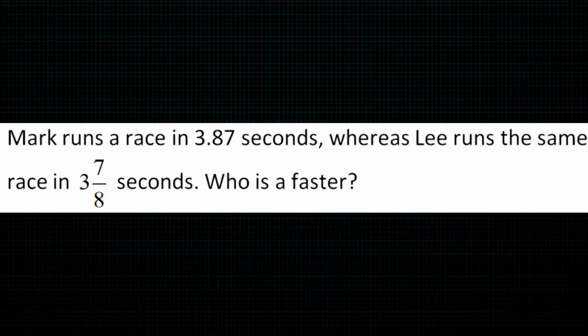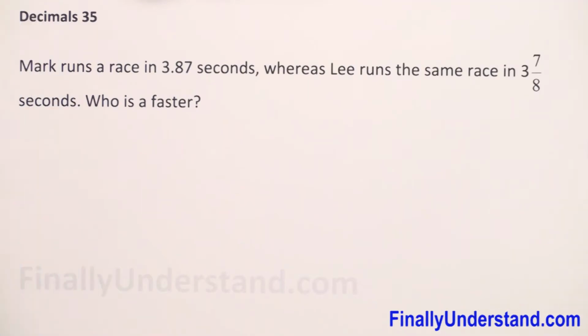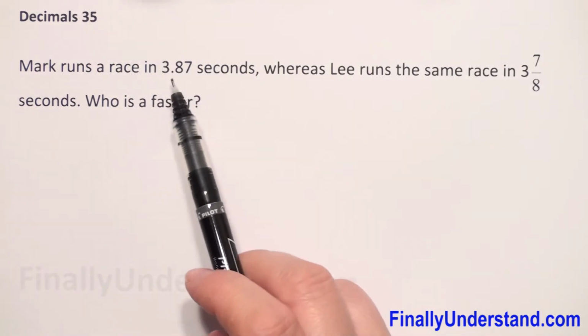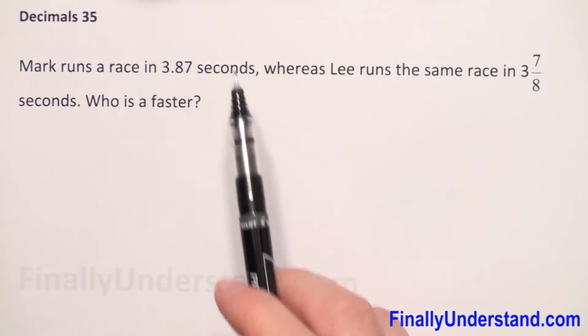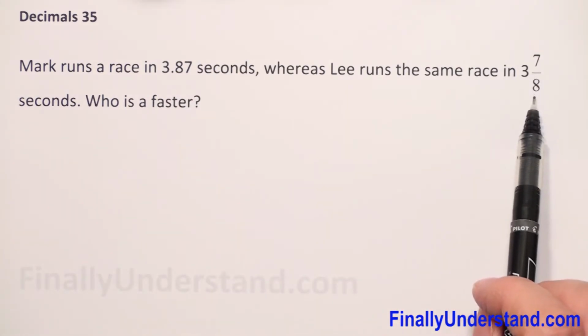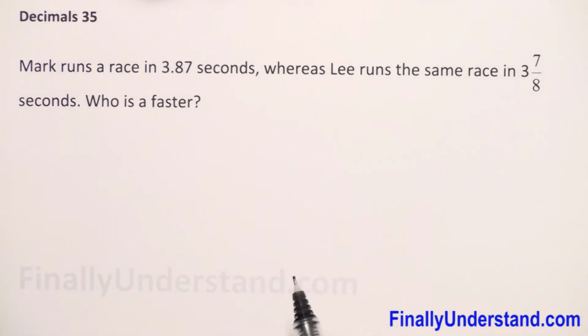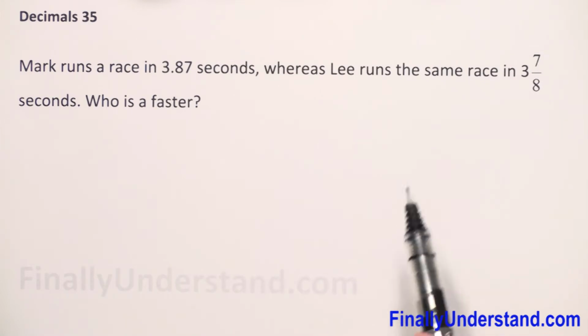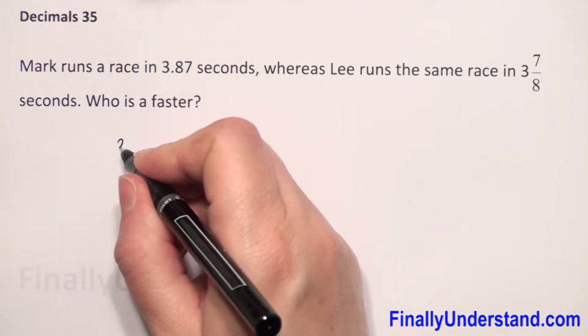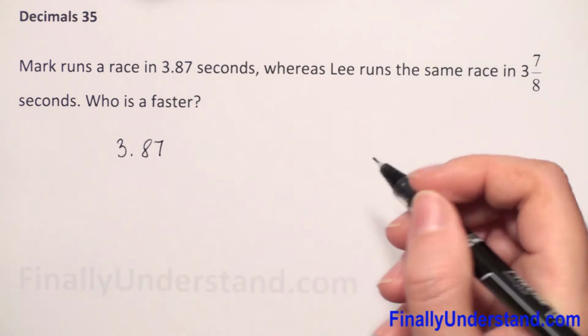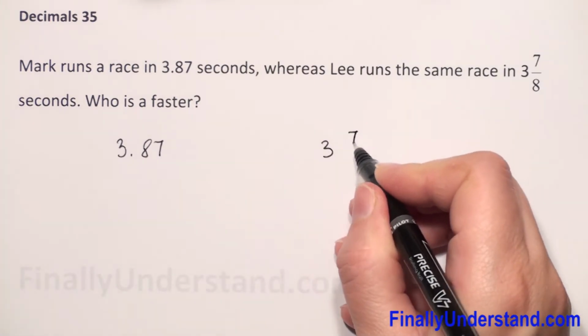Mark runs a race in 3.87 seconds, whereas Lee runs the same race in 3 and 7/8 seconds. Who is faster? We have 3.87 seconds and 3 and 7/8 seconds. So we need to compare these two numbers. Let me write these two numbers. We have 3.87 and we have 3 7/8.